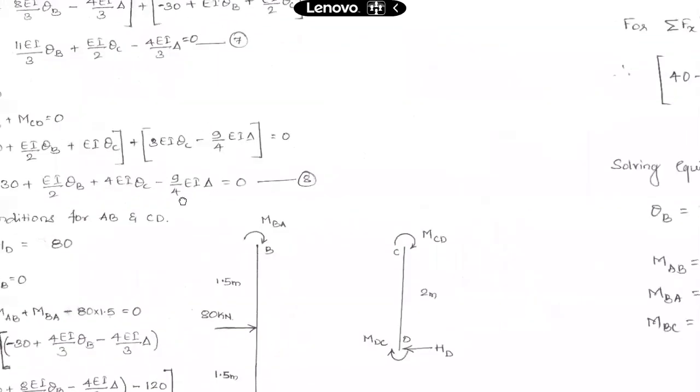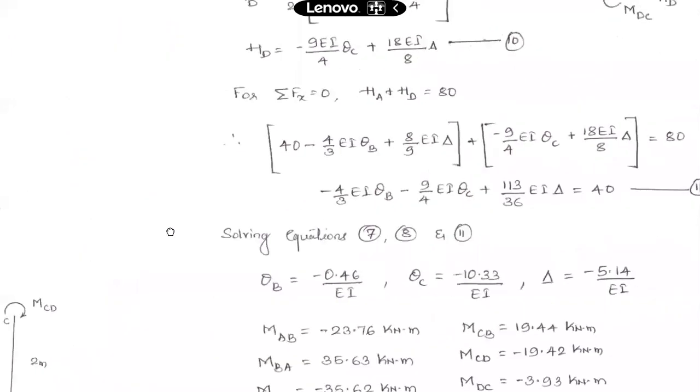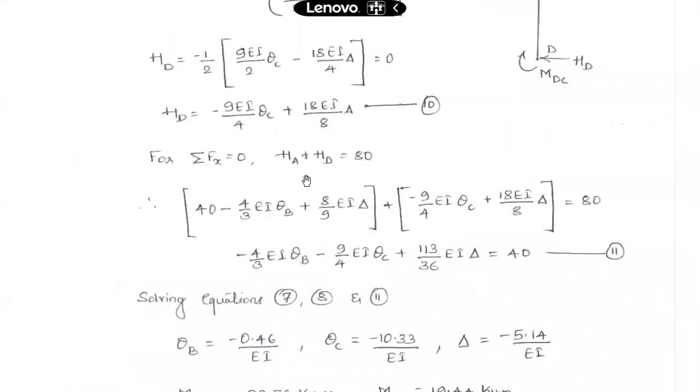We have the equations for HA and HD, so those equations will be used in this shear condition. When I do that, this is HA, this is HD, which we have written in equations 9 and 10. I'll use those equations here in the shear condition. So HA is 40 minus 4 by 3EI theta B plus 8 by 9EI delta. HD is minus 9EI by 4 theta C plus 18 by 8EI delta. HA plus HD should be equal to 80. That is what I have done here.